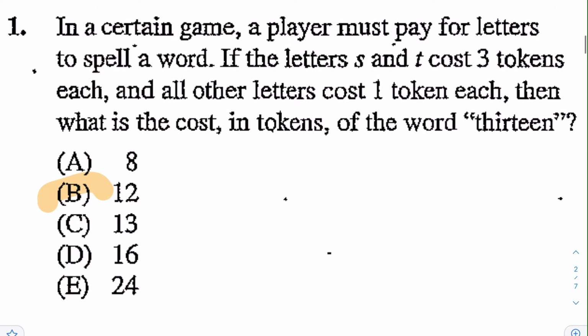For question number 1, in a certain game, a player must pay for letters to spell a word. If the letters S and T cost 3 tokens each, and all the other letters cost 1 token each, then what's the cost in tokens of the word 13?